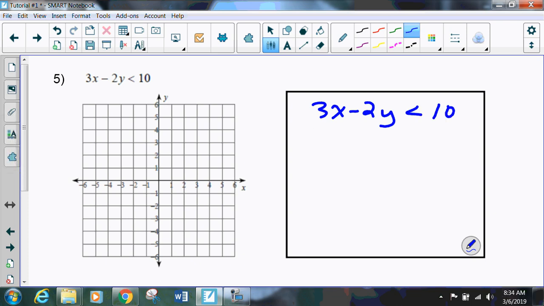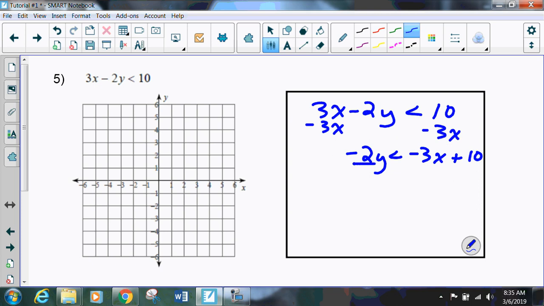So work with me. I want to get y by itself so I know which way to shade and what my y-intercept and slope are. So I'm going to go ahead and subtract the 3x from both sides. And just like in tutorial number 0, what we talked about is writing that negative 3x first and then the 10 behind it. That's the same thing. Negative 3x plus 10 is the same thing as 10 minus 3x. Just like in your calculator, 10 minus 3 would be the same thing as negative 3 plus 10. So we can write it either way.